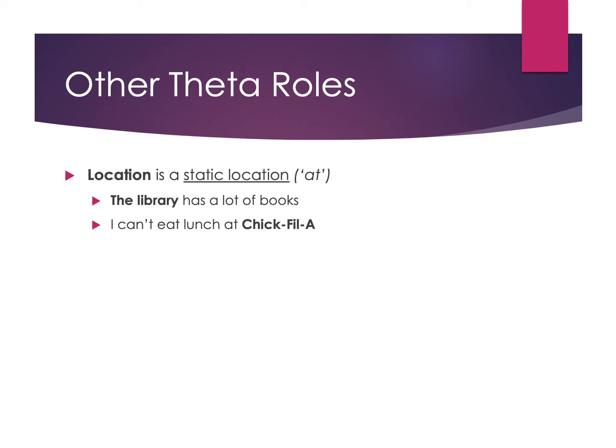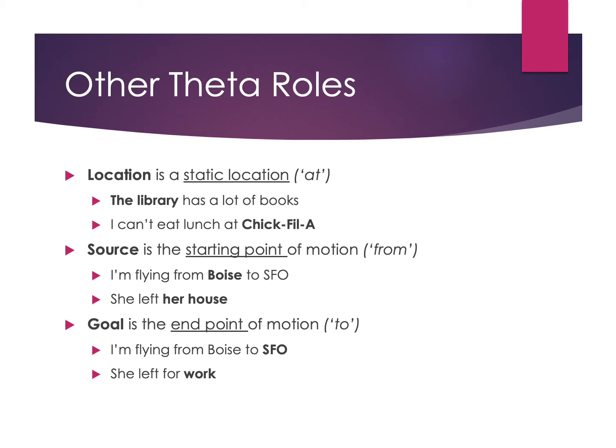And then the other two are locations, but they involve some sort of motion. So we have sources and goals, where a source is the starting point of motion. So you can use the preposition from as a way to notice that. So if I say I'm flying from Boise to SFO, Boise would be my starting point of motion. So I have that from that gives me a hint, and I'm starting there, but there's some sense of motion that's involved with that. There's some transfer of location. Or she left her house. I don't know where she's going, but I do know where the starting point was when she left. So the meanings that are there, the interpretation also has to be based on what the meaning of the actual verbs are, in addition to hints like prepositions.